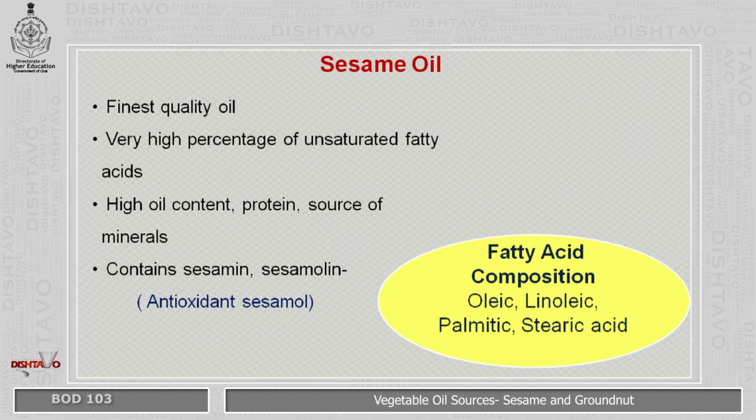Now, sesame oil is a finest quality oil. It has a very high percentage of unsaturated fatty acids, high oil content, it has protein, and it is a source of minerals. Now this oil contains sesamin and sesamolin. Sesamolin yields an antioxidant, sesamol. The fatty acid composition of this oil is oleic, linoleic, palmitic and stearic acid.